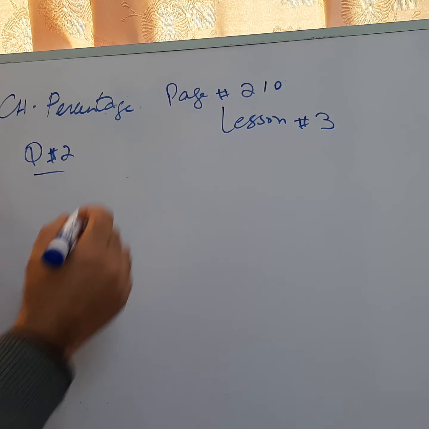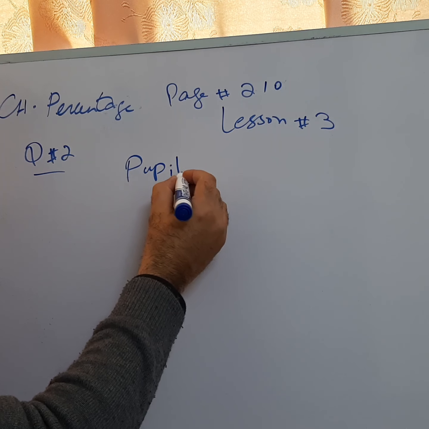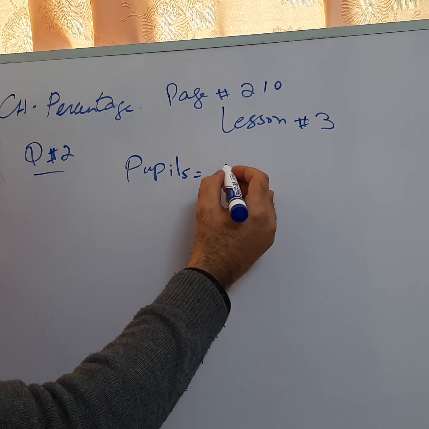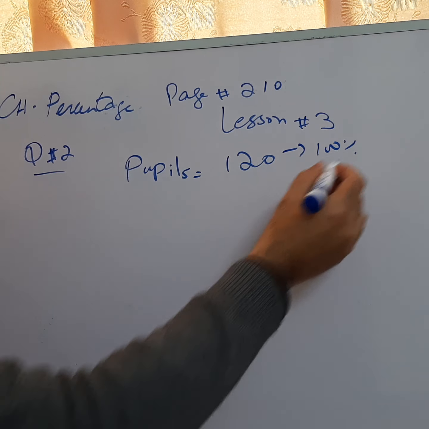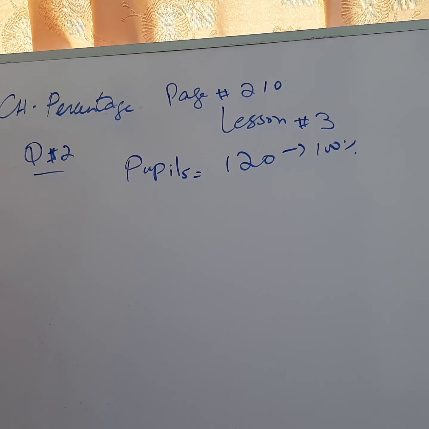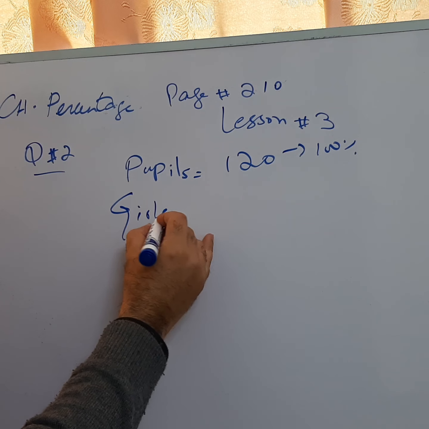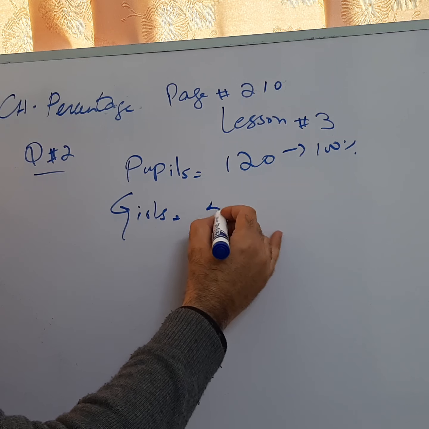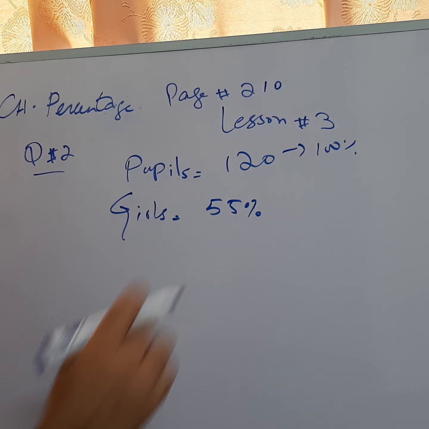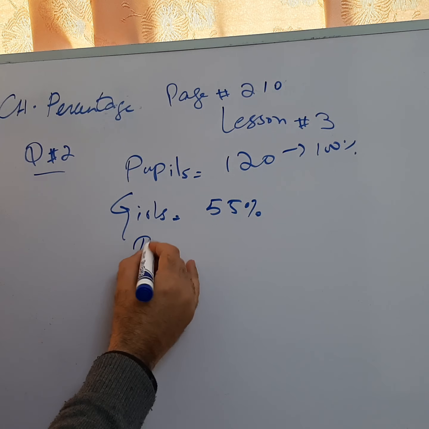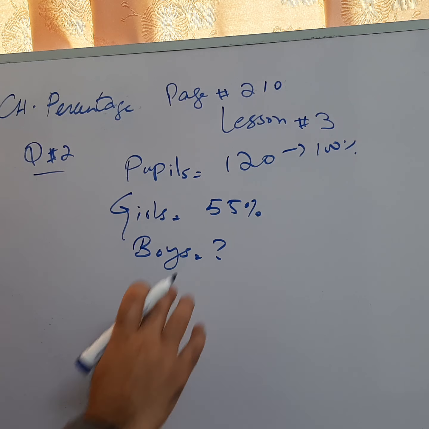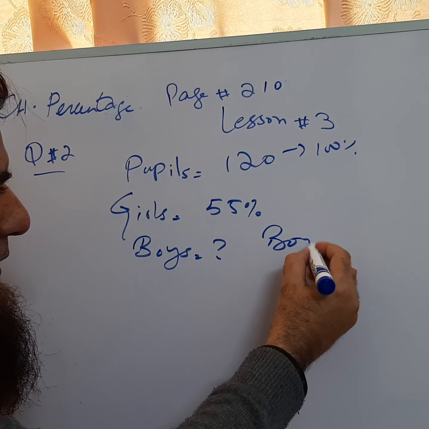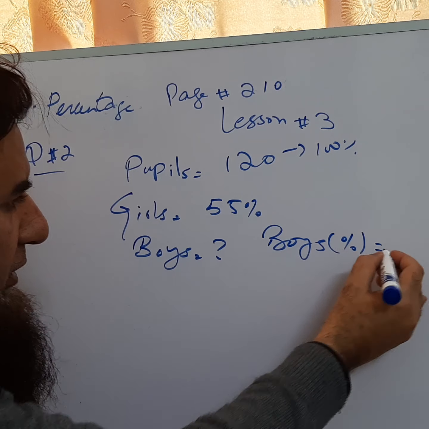It's a very simple question. Total pupils are given. How many? 120. If it is 100%, 100% means total. 55% of the pupils are girls. We just need to tell how many boys went on the picnic. So first we will be finding out how many percent of boys went for the picnic.